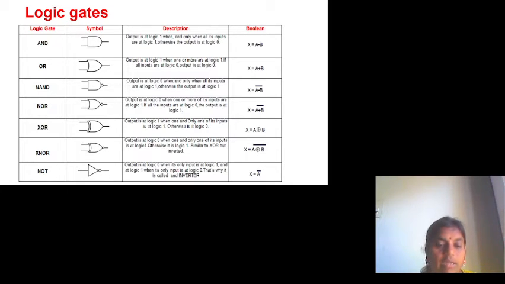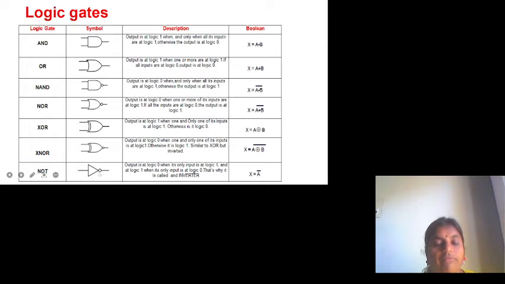So whenever we give 0, the output will be 1, and if the input is 1, then the output will be 0. So the inverted logic of your input is obtained at the output. That's why we call this NOT gate inverter logic. The symbol is a buffer with an output bubble.